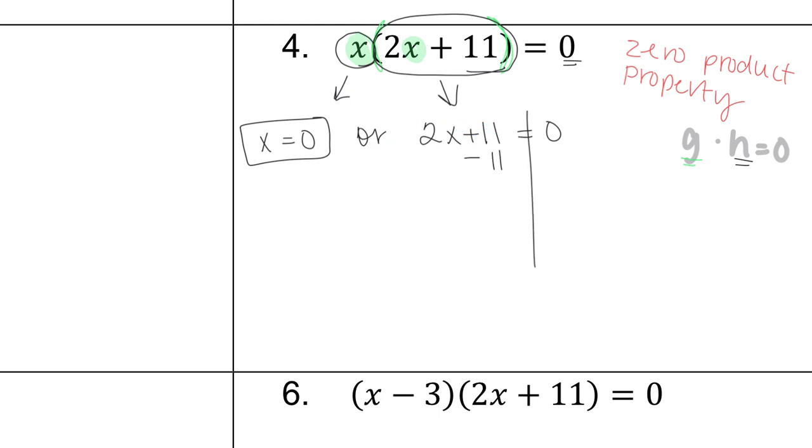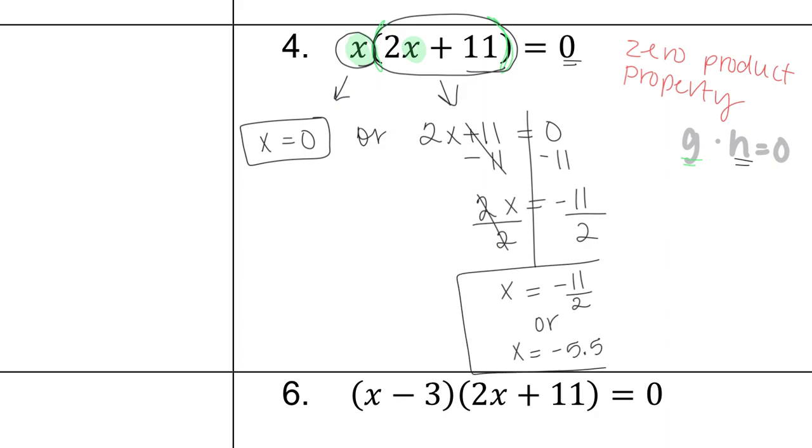So we subtract 11, we have 2x equals negative 11, divide by 2, and just like number 3 that we had, you can say x equals negative 11 over 2, or you can say x equals negative 5.5. You do not need both. Just pick one of them.